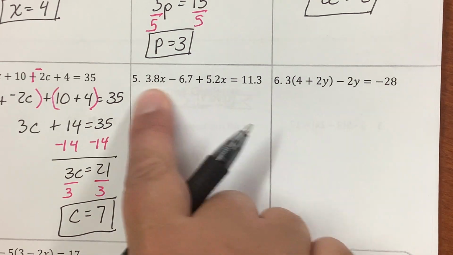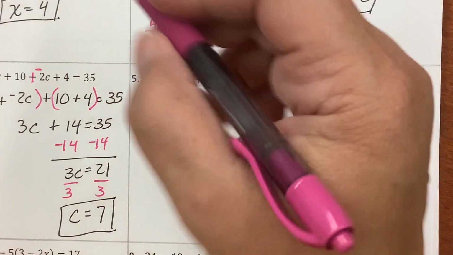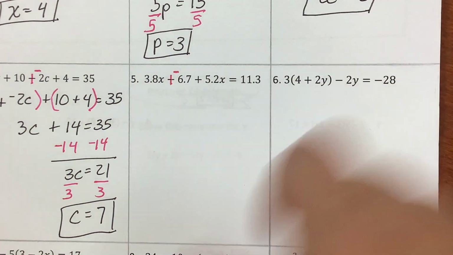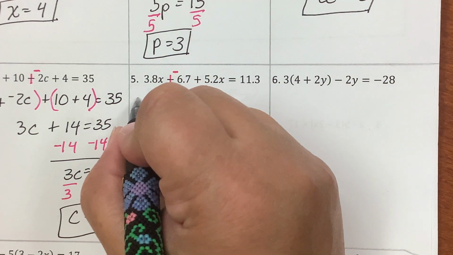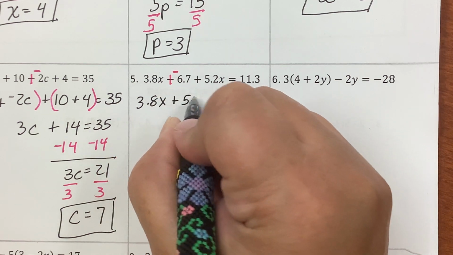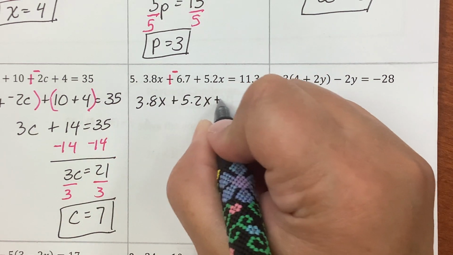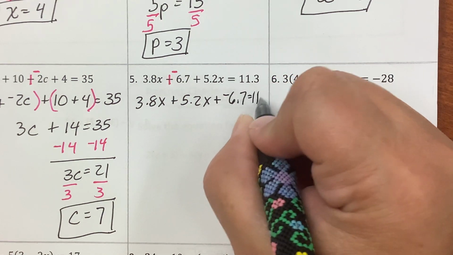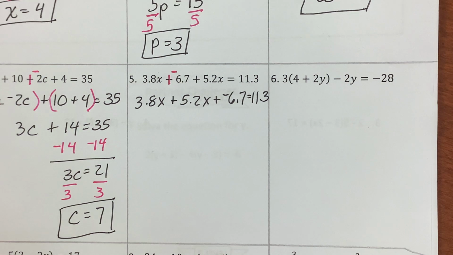All right, another combining like terms. And look at that. Ugh, subtraction. Change it to add a negative for now. Now I'm going to rewrite this. 3 and 8/10 x plus 5 and 2/10 x plus negative 6 and 7/10 equals 11 and 3/10. Oof, just barely fit in my box.